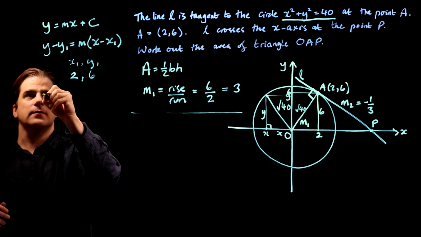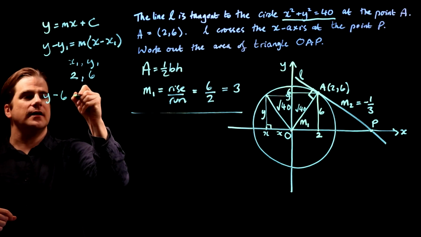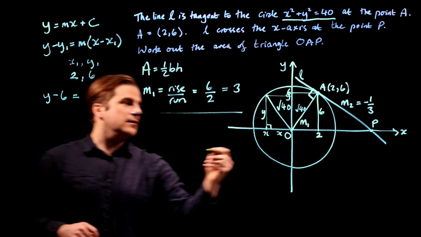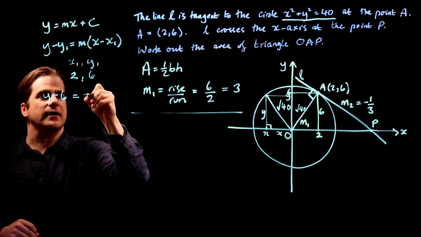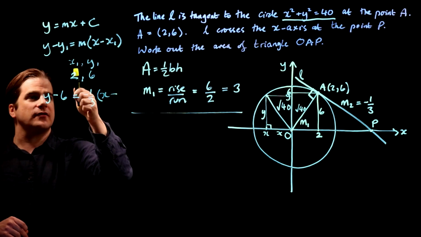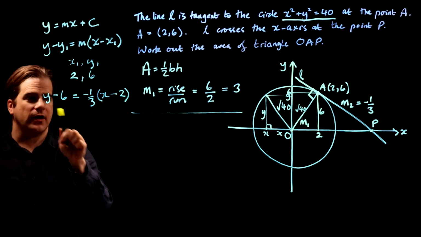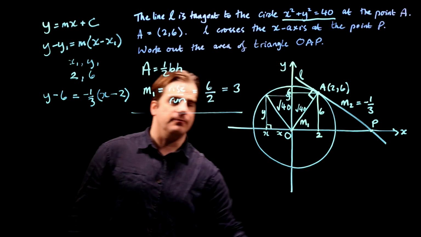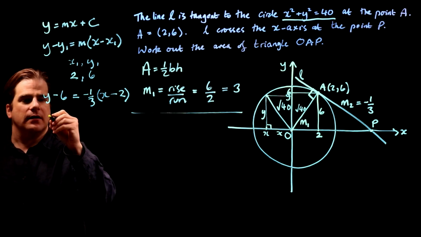So therefore, y minus y1, which is 6, is equal to m2 in this case, minus a third. The gradient is minus a third. Times x minus x1, which is 2. Right, brilliant, we've got it. There's the equation of L.